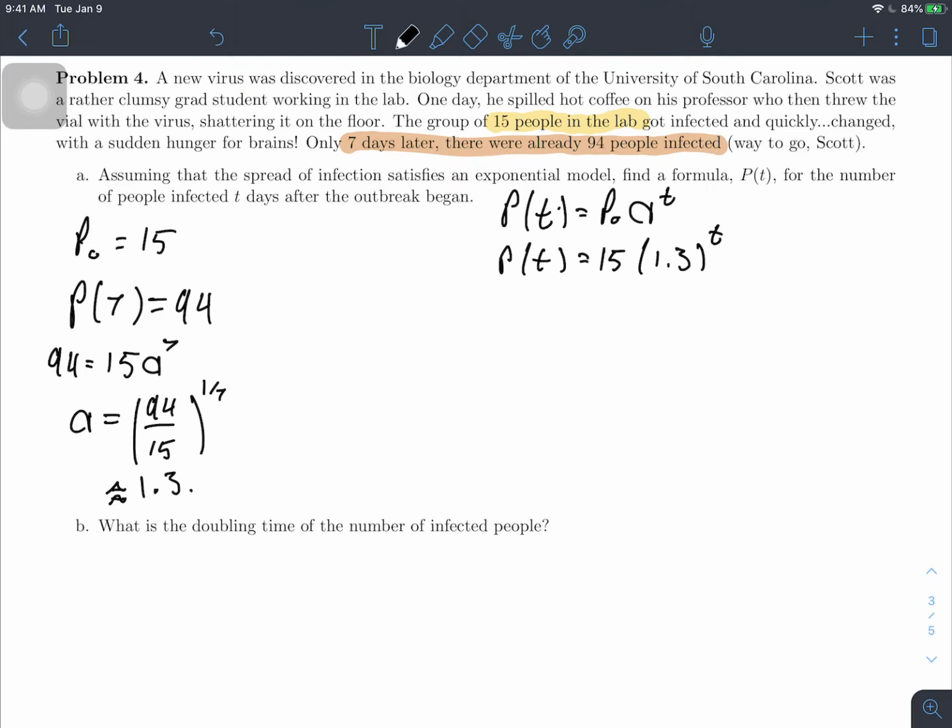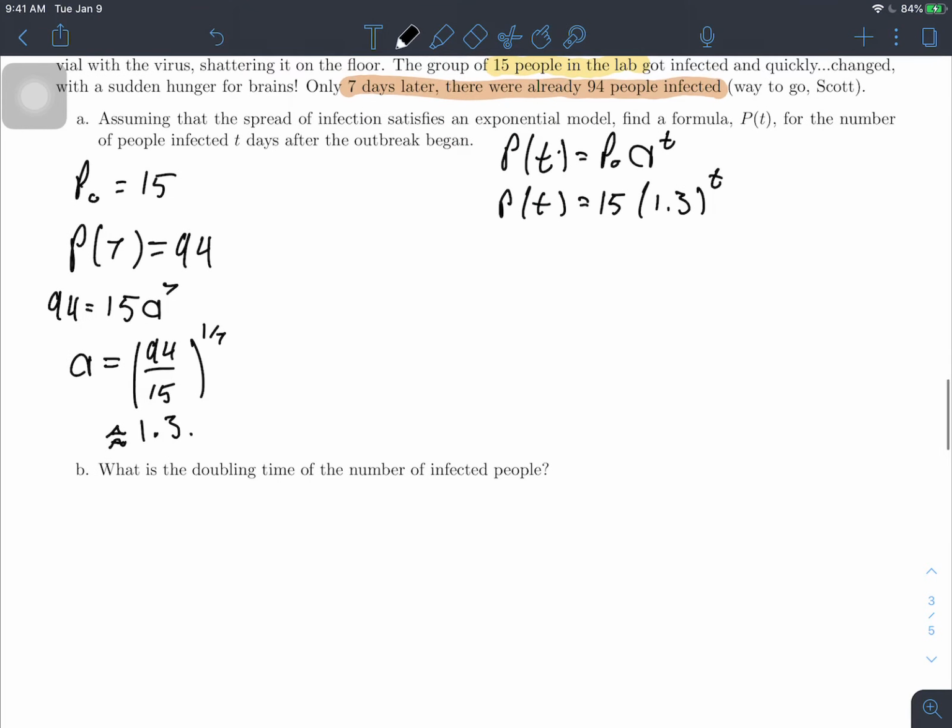Now we have a formula for the number of infected people t days after the outbreak began. I do want everybody to notice that in this problem, t is being measured in days, not years or months like we've been doing so far. So just remember that.